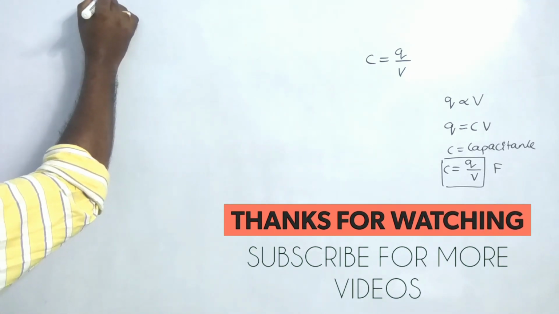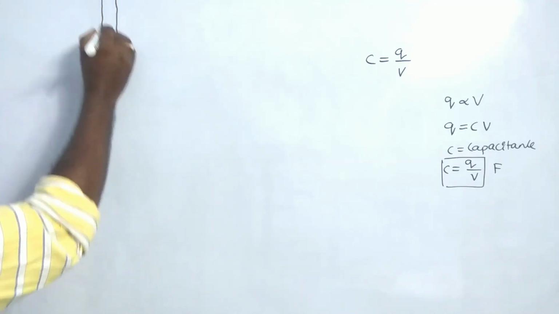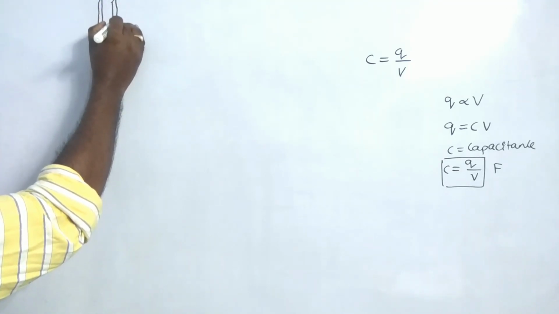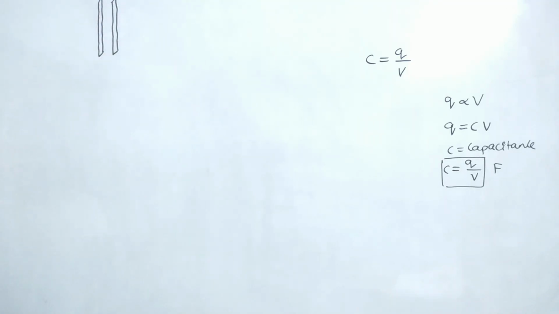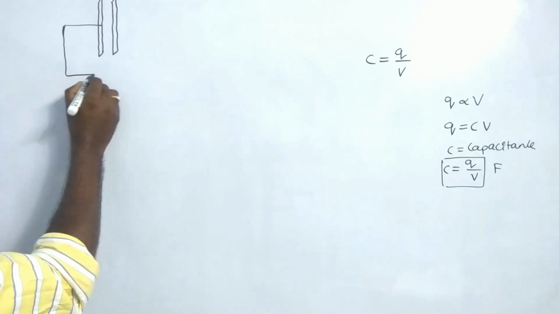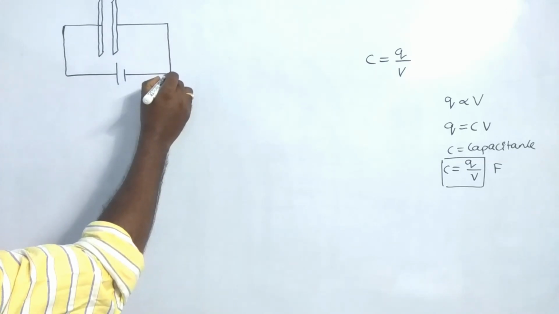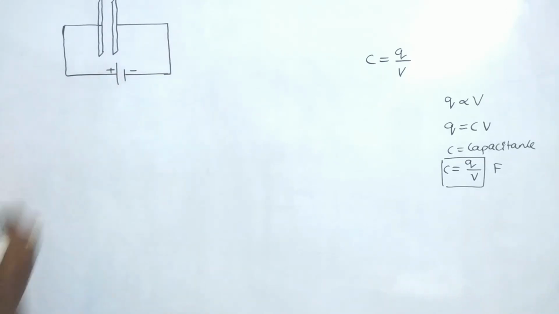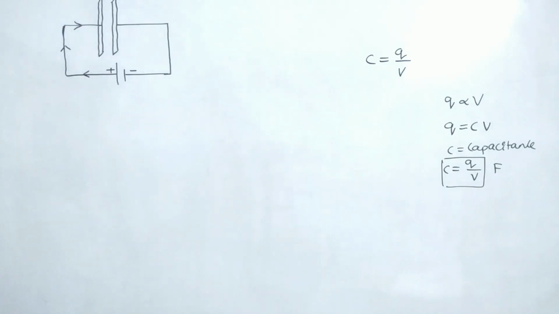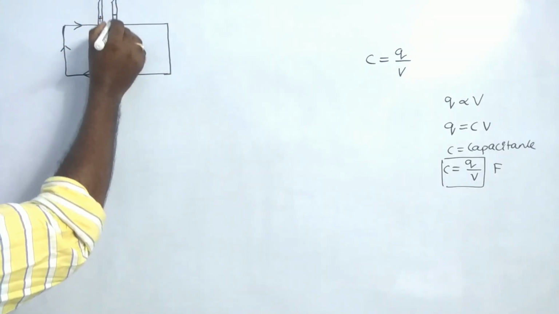Whenever you take a capacitor, this is a capacitor having two parallel plates. These are the two parallel plates having equal and opposite charges, and these are connected to a charging battery. This is the negative sign and this is the positive sign. So the charge will be given to the capacitor plates, one positive and the other negative.